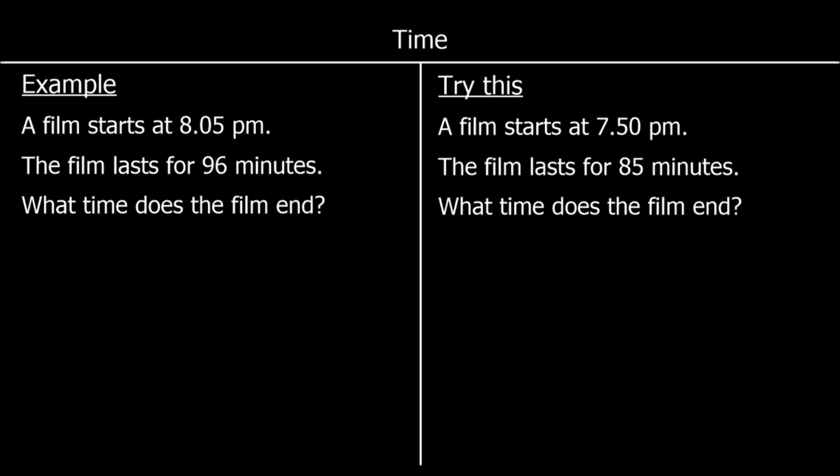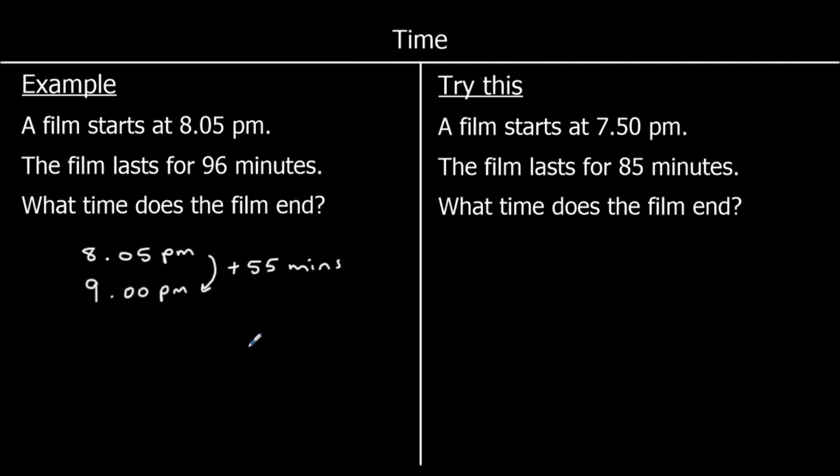Okay, moving on. A film starts at 8:05 p.m. The film lasts for 96 minutes. What time does the film end? We're at 8:05 p.m. How many minutes until 9 o'clock? So we need 55 minutes. 55 minutes to get to 9 p.m.